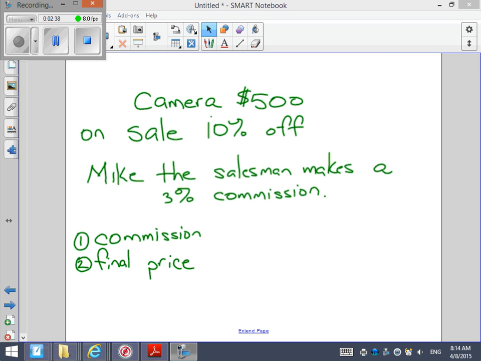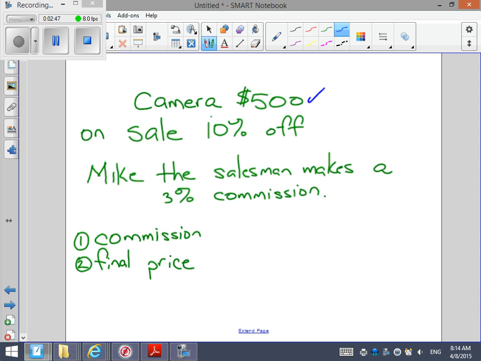In this first problem, I just picked out a camera, knowing that your homework was all things that you can buy at Best Buy. Anyhow, the camera is $500, and we're going to say it was on sale for 10% off. Mike was our salesman today, and he makes a 3% commission on his sales. So the two questions it's going to ask us is A, what is the commission that Mike makes? And number two is, what is the final price after the sale is taken off, or discount price, and after the tax is added?